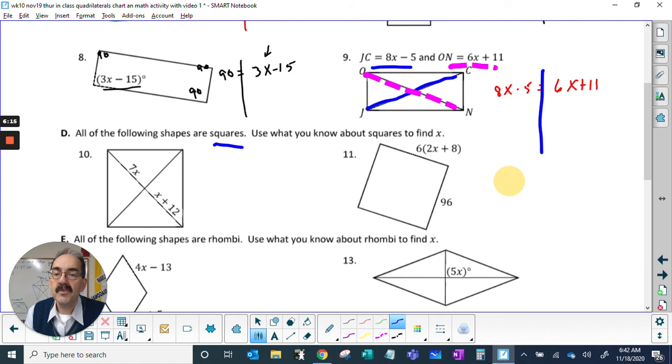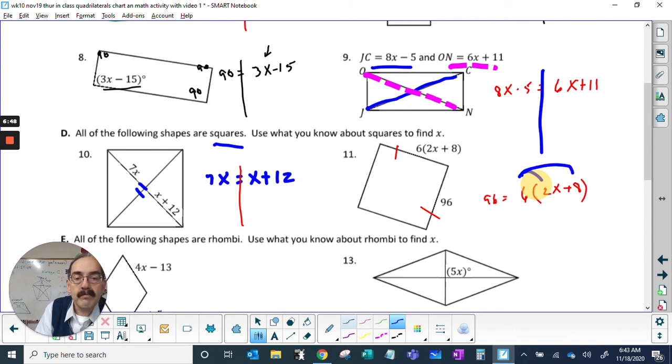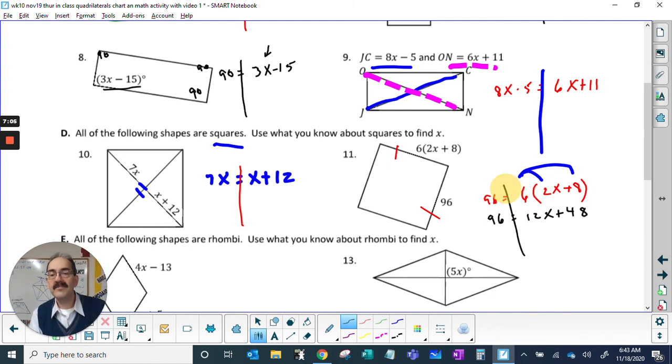Squares. Since they're squares, we know they're equal. 7x equals x plus 12. Remember, if the math piece is the hard part, just come visit me and we'll talk about it. Square. This side is equal to this side. So 96 equals 6 times parenthesis 2x plus 8. Don't forget, distribute, leaving us with 96 equals 12x plus 48. Draw your fence, solve.